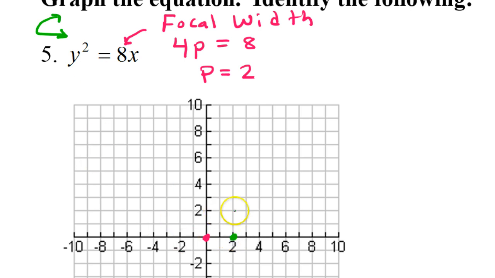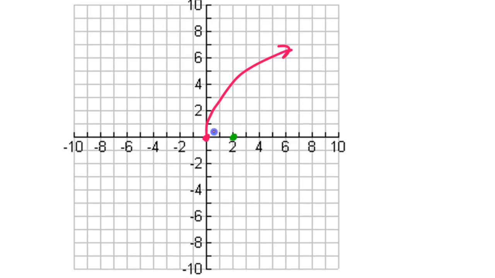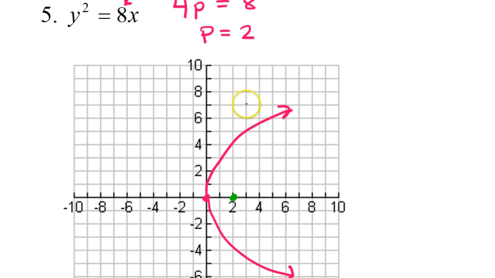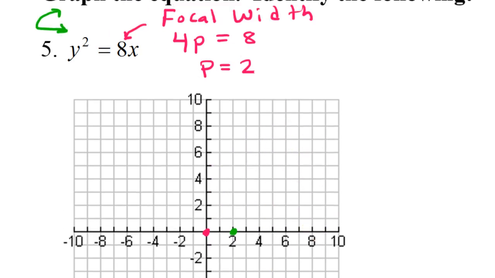If the parabola was opening up, I would have put my focus up. Now basically the parabola is going to be wrapped around the focus. Okay, the focus is always going to be in the interior of the parabola. So I know that this is what's happening. But I need to be more specific than that.